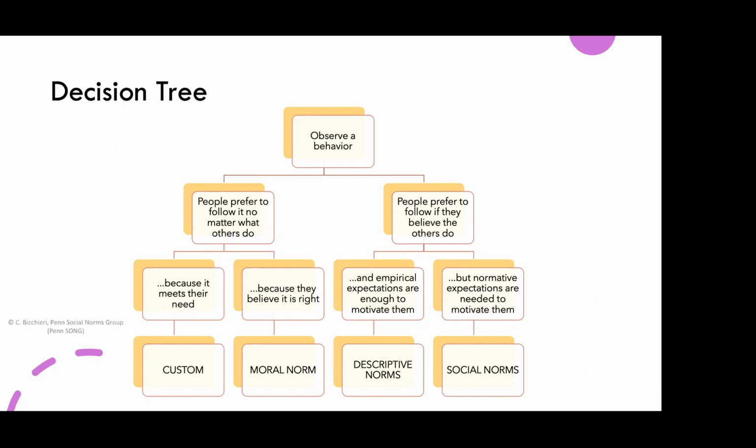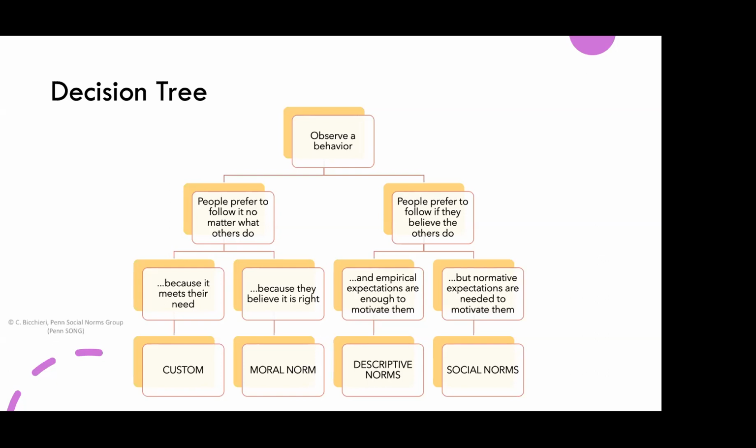Or she's following the behavior because she is also aware that if she's not going to follow it, she's going to be punished. So she follows that behavior because there are expectations from the others on her to do that behavior. And if she is not following those rules, she's going to be punished. So in that case, only in that case, you will have a complete social norm.